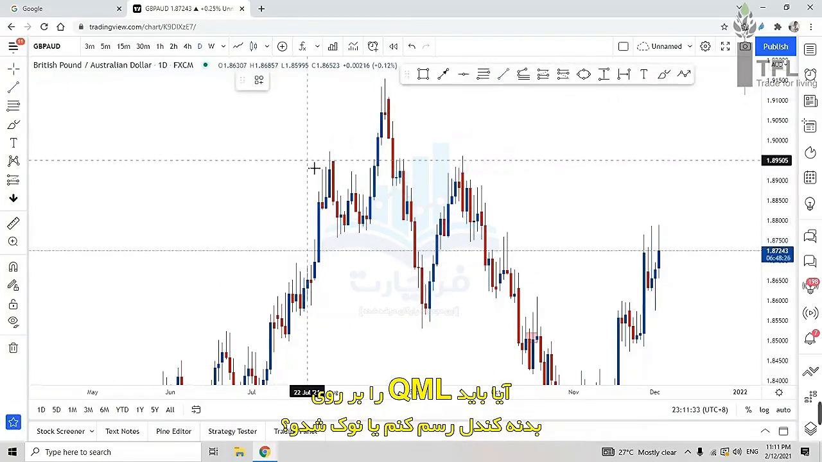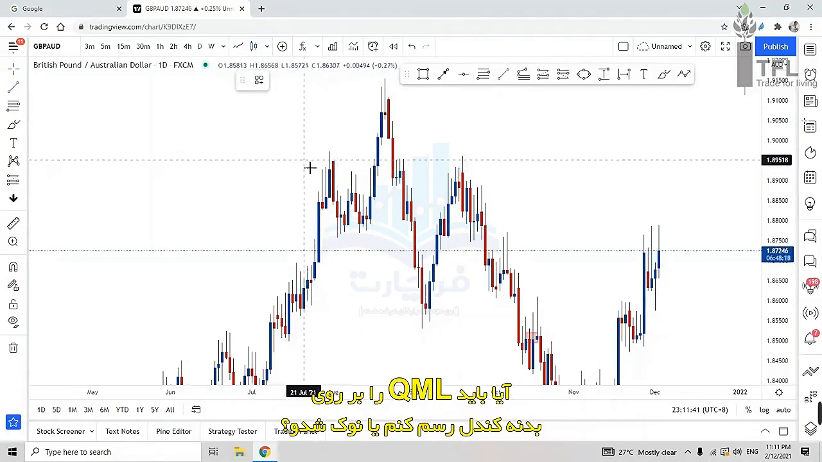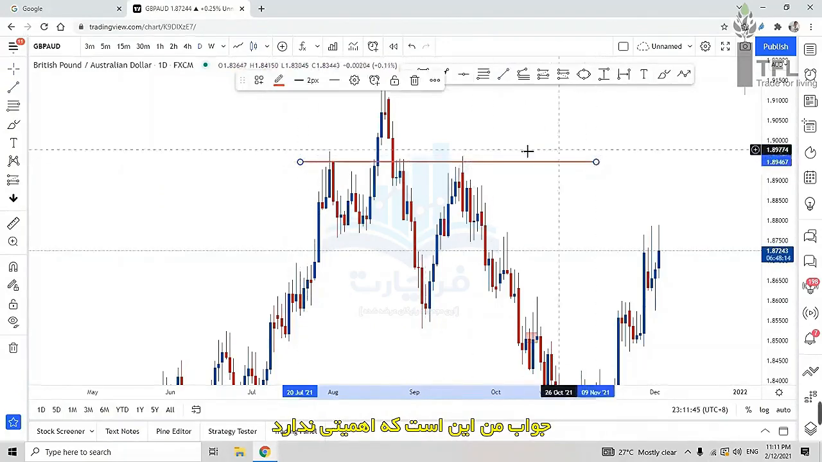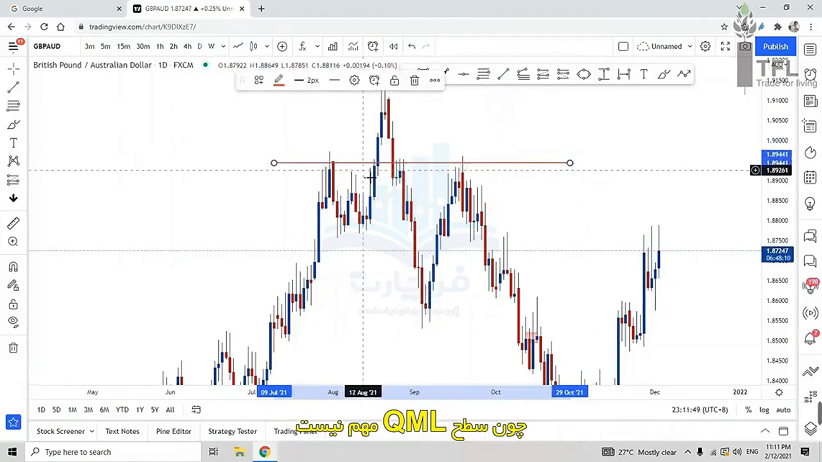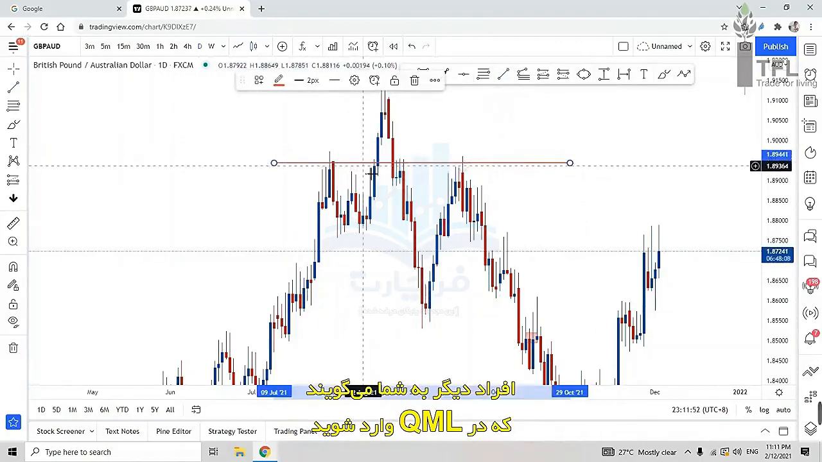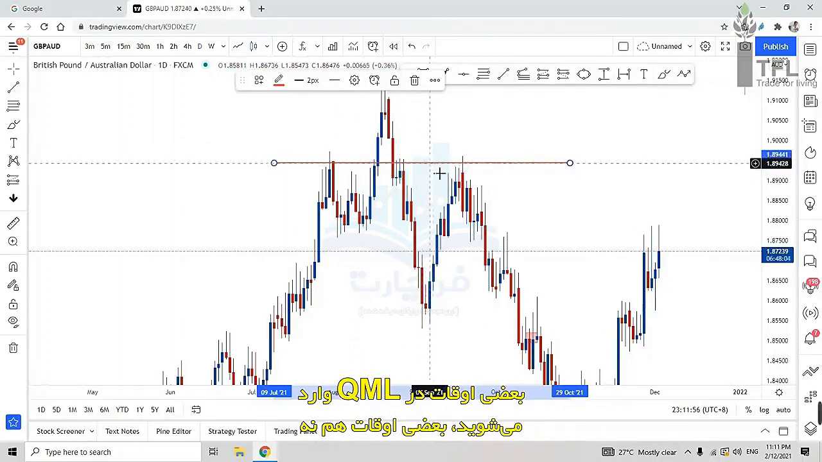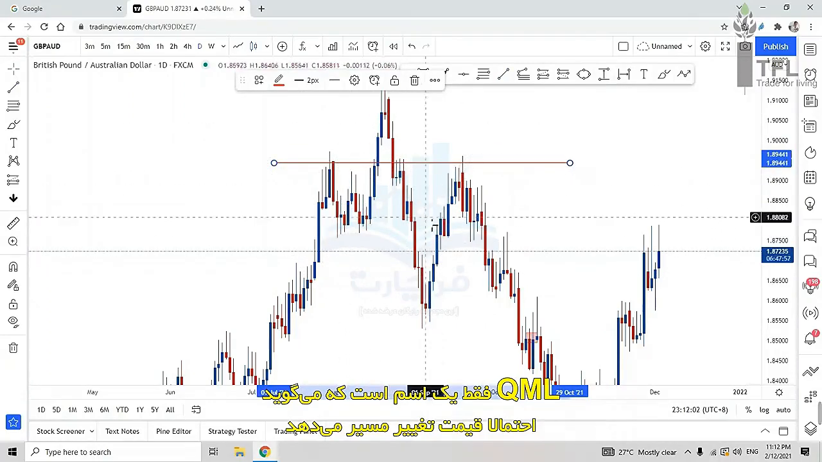Another question I'm gonna answer is that should I place my QML over here at the top, at the tip, or at the body? My answer is that it does not matter. All right, it does not matter. Reason is that QML is not important. Other people will teach you, you must enter at the QML. Sometimes you do, sometimes you don't. QML is just a name that the price is going to reverse. All right, going to reverse.